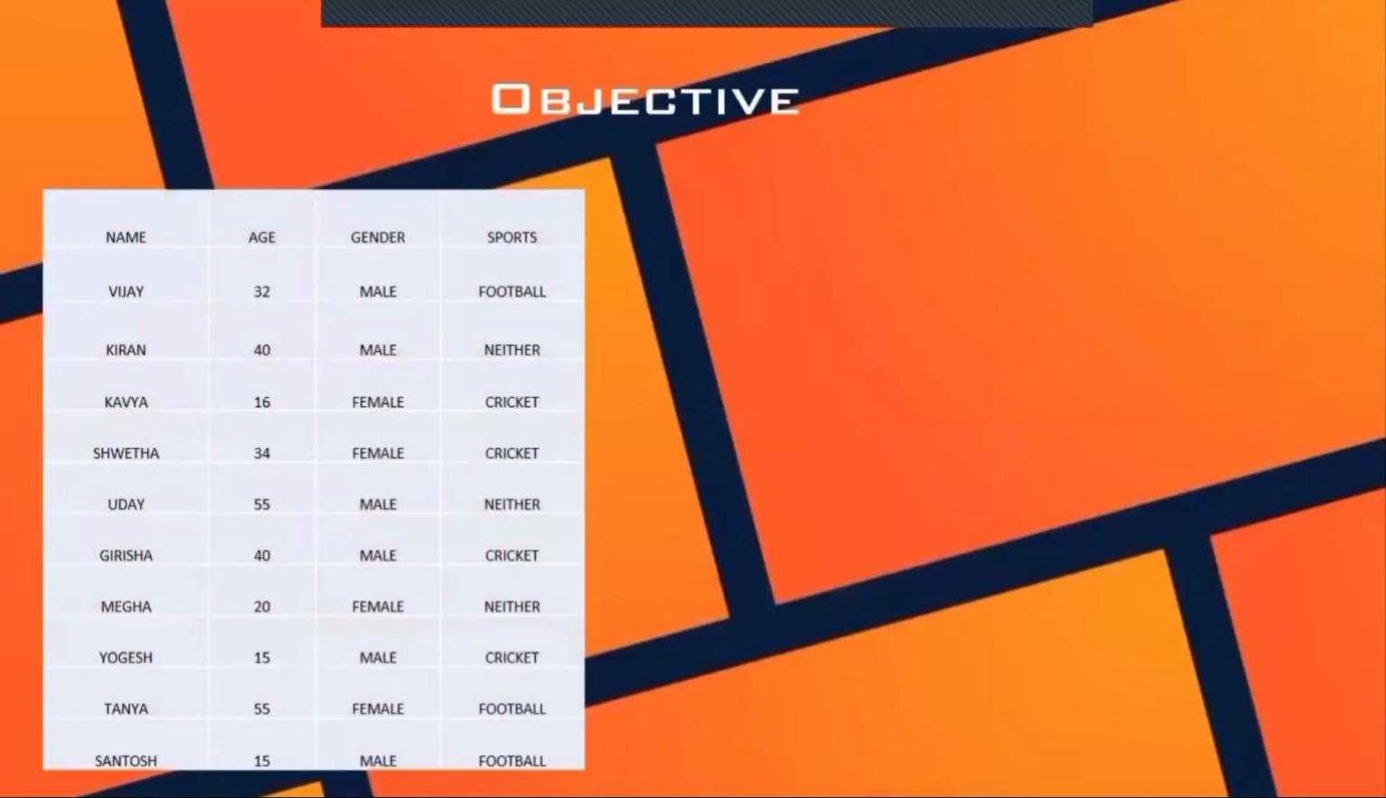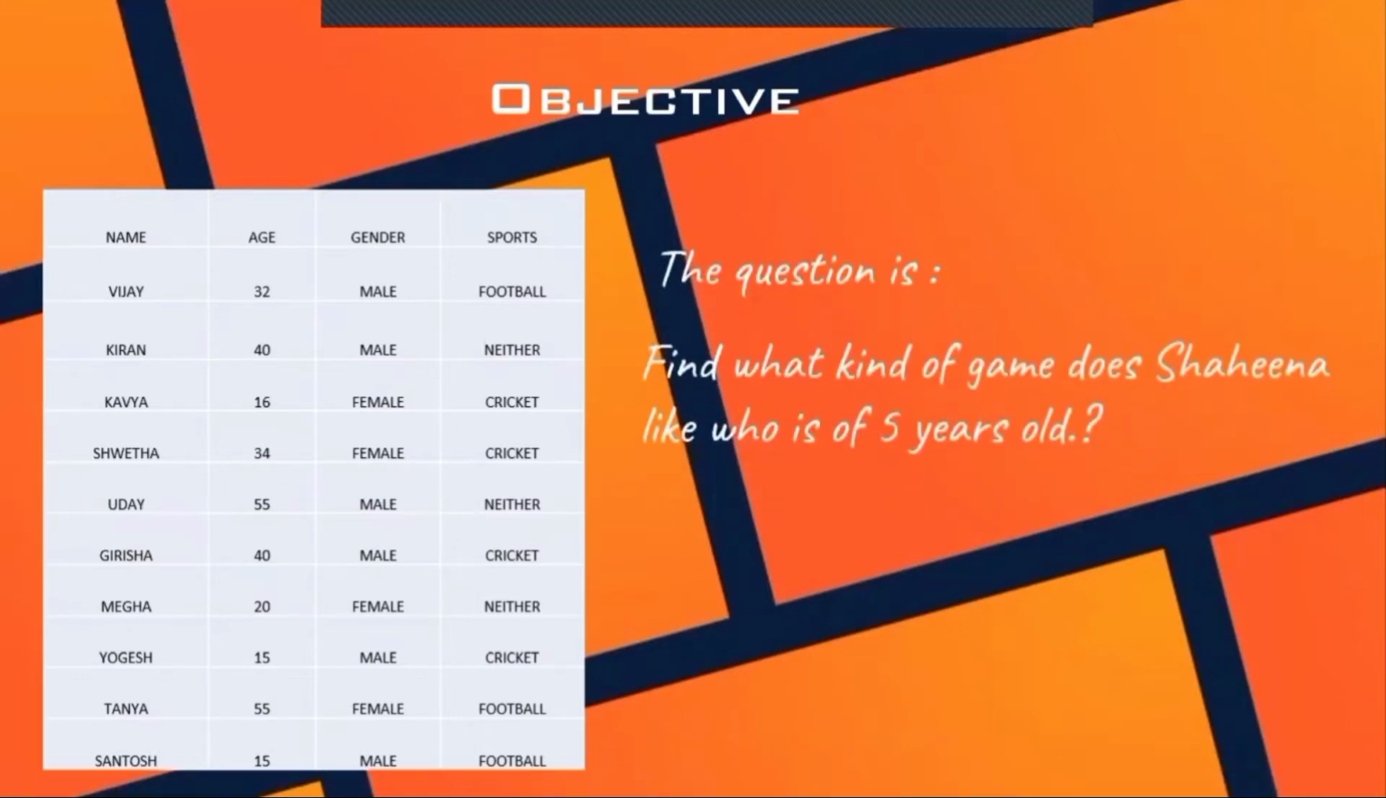So friends, the objective of this video is simple. I'll give you a question. By analyzing the data of these 10 friends, there is one more friend, a girl named Shahina. She is 5 years old. Now I want to find which sport Shahina likes by analyzing these 10 people. If you ask me how I analyze the favorite sport of Shahina from these 10 people, I'll be comparing Shahina's age and gender. By analyzing these two parameters, I'll predict what kind of sport Shahina likes.